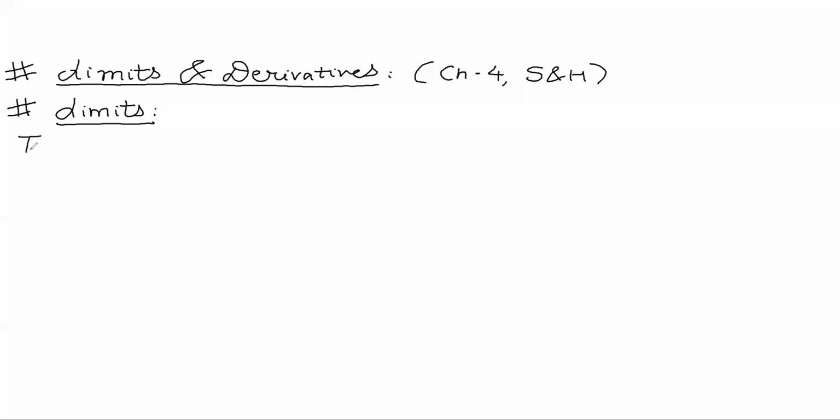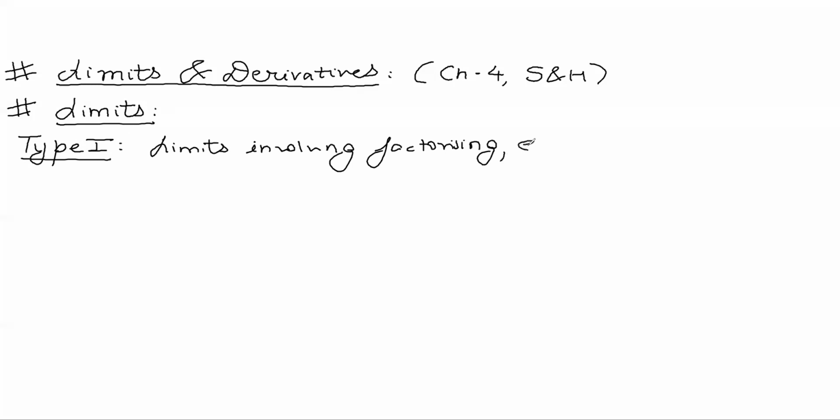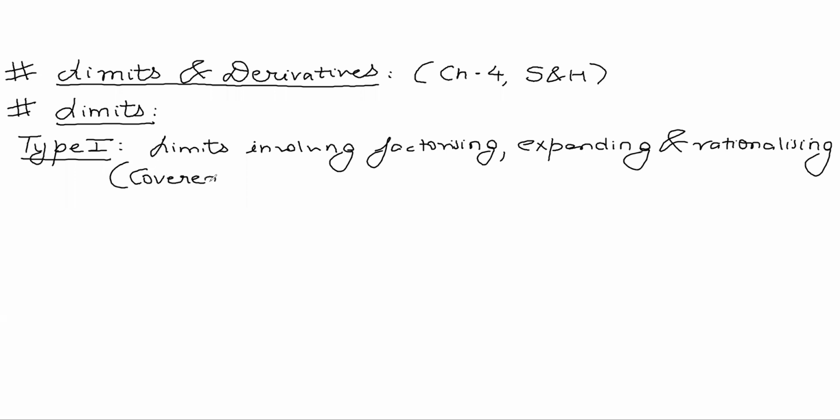So type 1 was covered in the previous lecture. I am writing type 1: limits involving factorizing, expanding, and rationalizing. So we had covered this in the previous lecture.